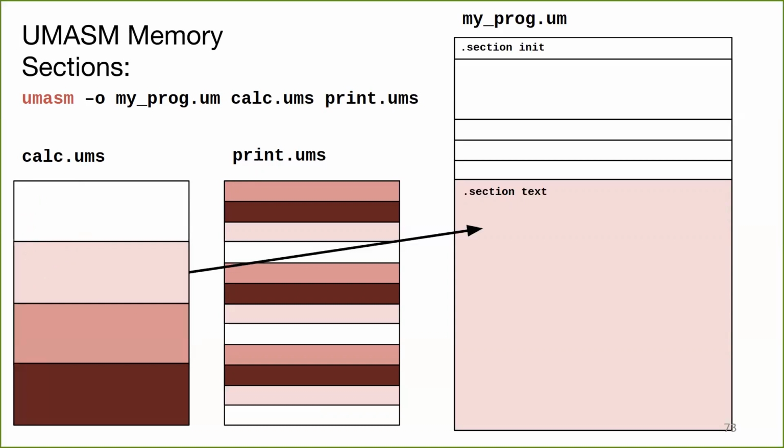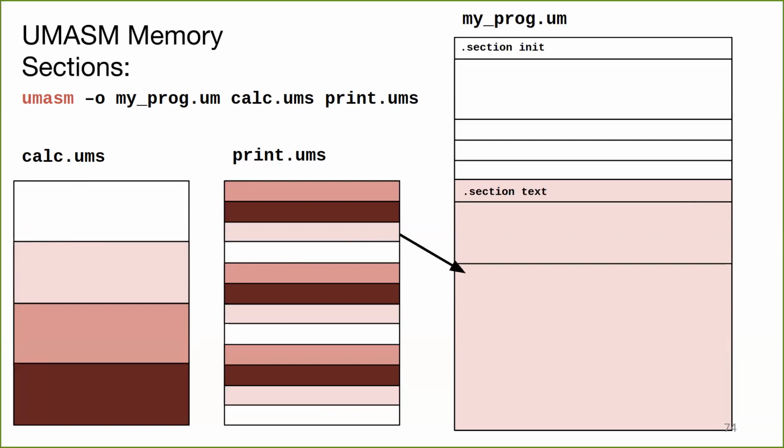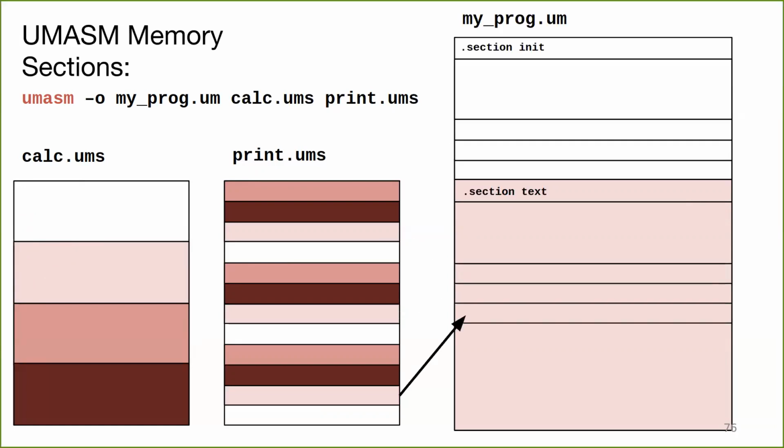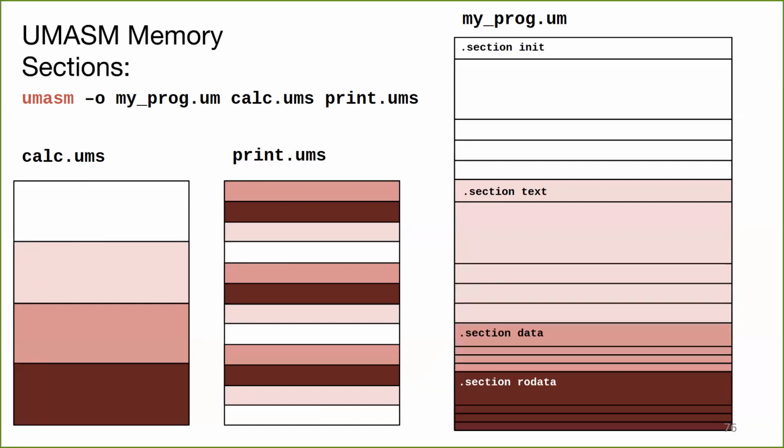We walk down the first file, adding each text section we see to the executable, then go through the next UMS file, adding each text section found as we walk over the file from top to bottom. This process will then be repeated for each subsequent section seen. In this case, we just have two other kinds, data and read-only data, that are in that order because that's the order that they're seen in the first file.